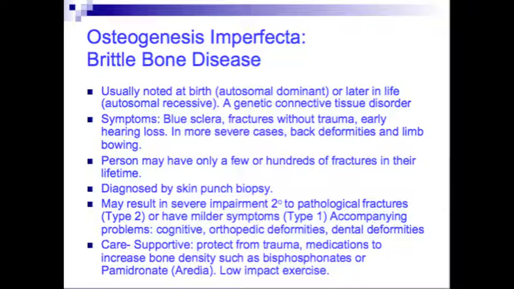We diagnose this by doing a skin punch biopsy. And with OI, you can end up with some severe impairment secondary to those pathological fractures. That would be a type 2. Or you could have milder symptoms like in type 1. Accompanying problems you do see are cognitive impairments. That's when maybe a child has a skull fracture and it does bleed into the brain. Orthopedic deformities, obviously dental deformities, because the teeth become almost sharp, like little fang-like teeth.